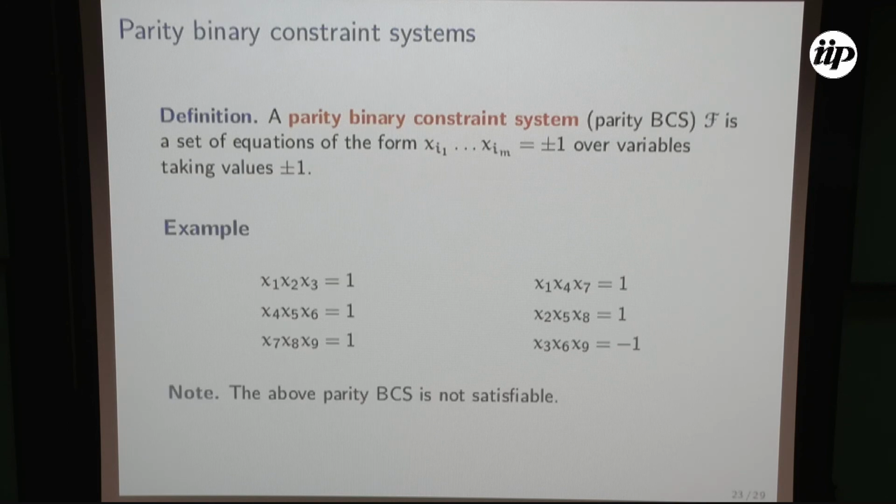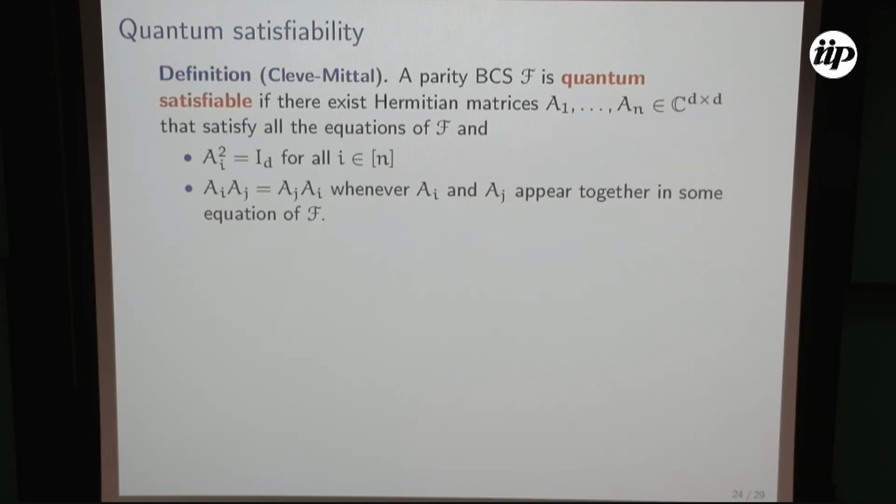Okay, so this system is not satisfiable. But now we can look at this notion of quantum satisfiability. It can be defined through a game, or we can think of it, so this was introduced by Cleve and Mittal, by the way, as sort of an operator solution to those systems of equations that we just saw.